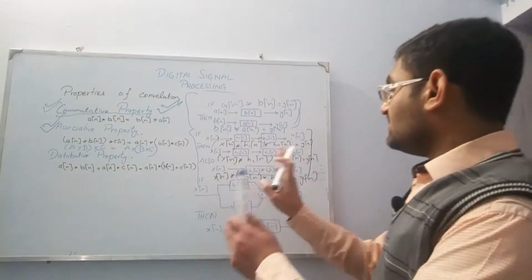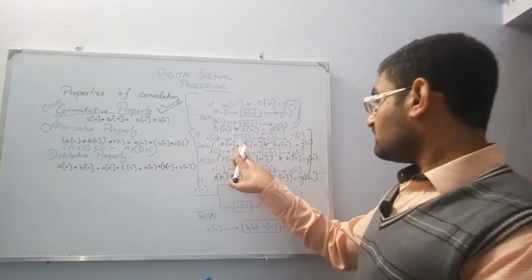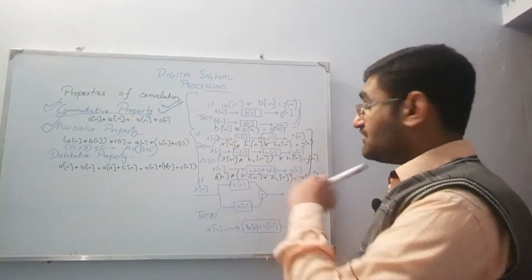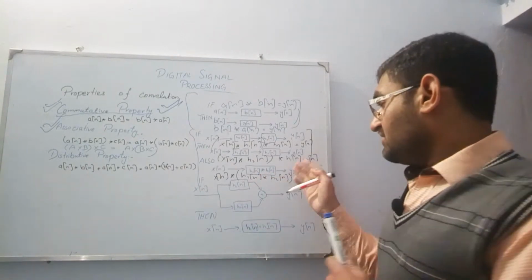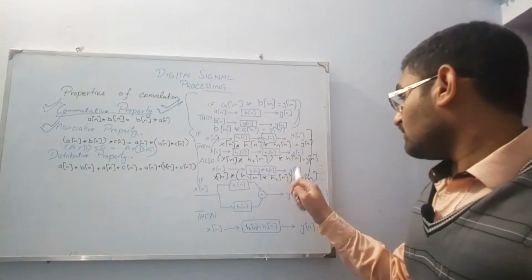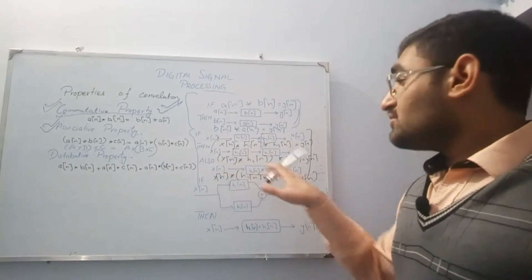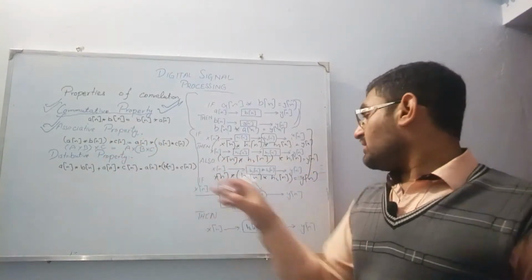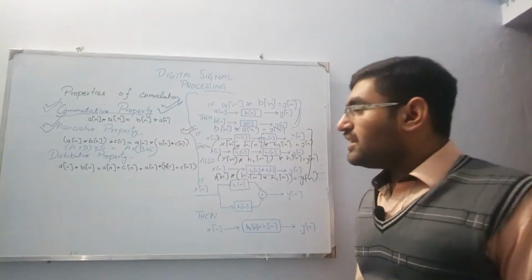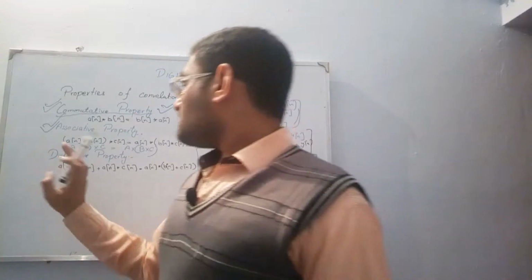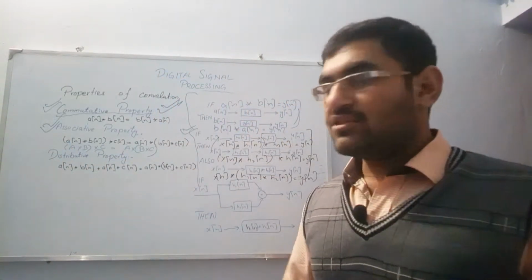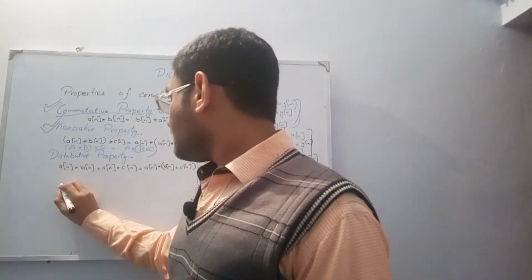As you can see, in the first one I have the bracket over x of n and h1 of n, and in the last one I have the bracket over h1 of n in convolution with h2 of n. So you can see that this property holds. So this is the associative property, and the last one is the distributive property. Distributive property of multiplication over addition.